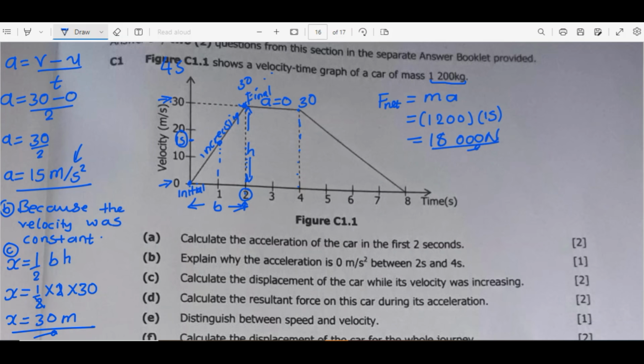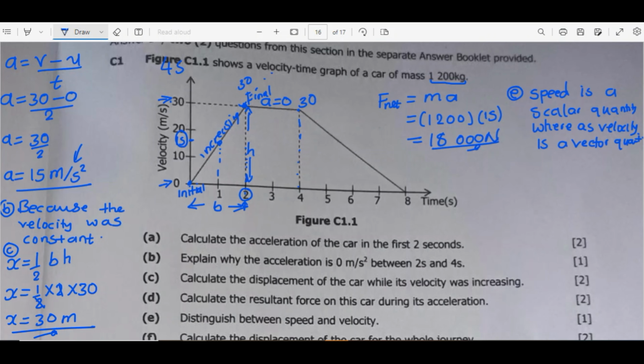We move on to question E. Distinguish between speed and velocity. The difference that we can give here is, we can say speed is a scalar quantity, whereas velocity is a vector quantity.